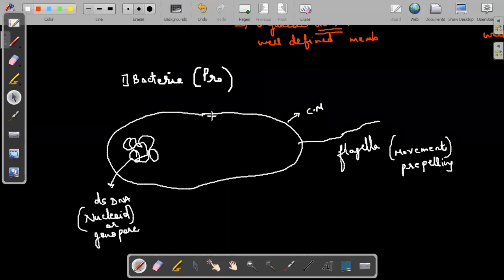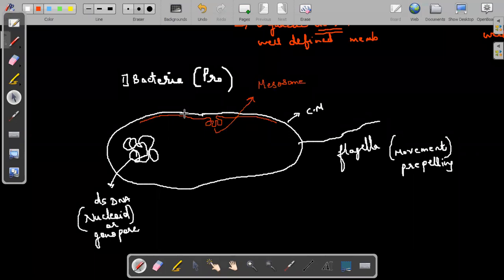Bacteria do not have mitochondria and chloroplasts as such. But if you look at the inner membrane, I'm drawing the inner membrane of the bacteria in red. This inner membrane is folded to give you some rough folds. So this entire inner membrane of the bacteria is folded to give you a highly folded region. This is called a mesosome. And as I said, a bacteria does not have mitochondria.